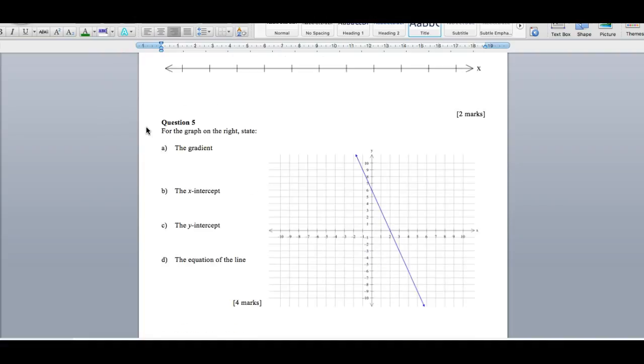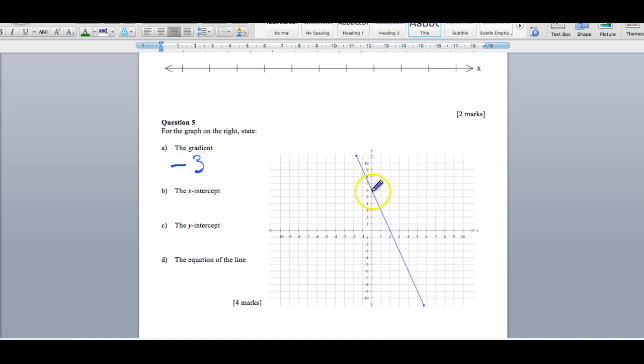Moving on. Question 5. Now, question 5 is quite a simple question. Basically, making sure you understand these 3 things and then how to put them in an equation. Now, this is a simple graph. To get the gradient, you should be able to, first of all, realize it's a negative line. So we're going to have a negative gradient. How much have we gone down by? It's 6 and across 2. So 6 divided by 2 is 3. So your gradient is -3.